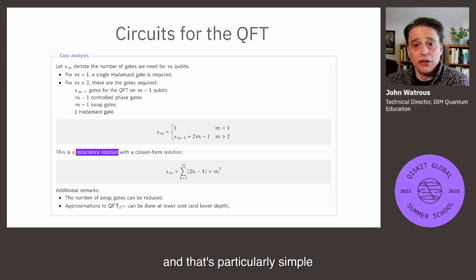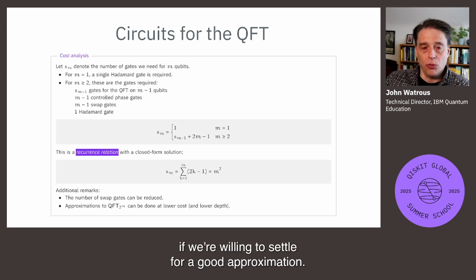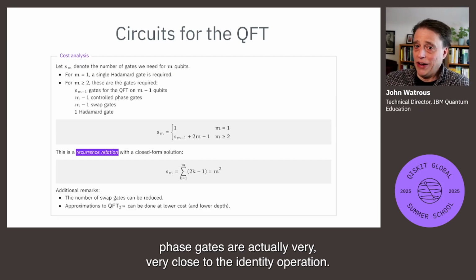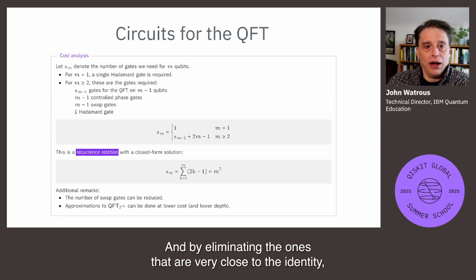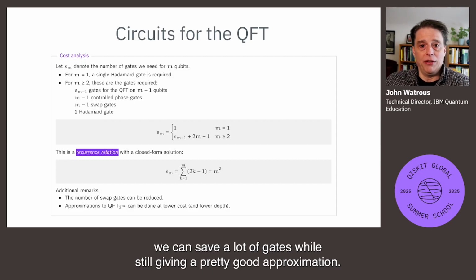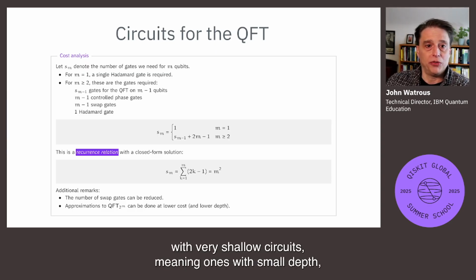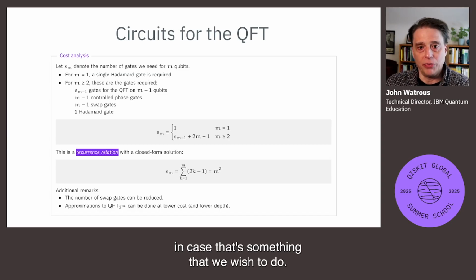And one additional remark is that we can actually make the cost even less than that. And that's particularly simple if we're willing to settle for a good approximation. For example, when m gets large, a lot of the controlled phase gates are actually very, very close to the identity operation. And by eliminating the ones that are very close to the identity, we can save a lot of gates while still getting a pretty good approximation. It's also possible to approximate the quantum Fourier transform with very shallow circuits, meaning ones with small depth, in case that's something that we wish to do.